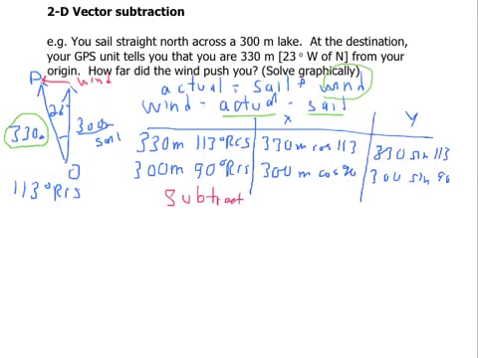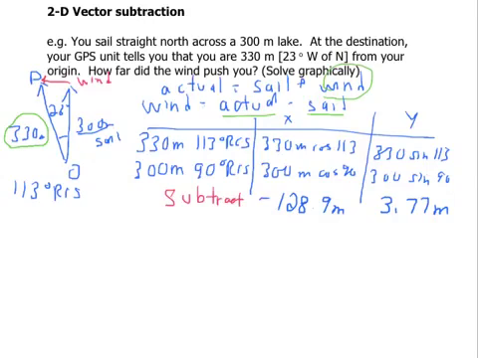When we do our subtraction, 330 cos 113 minus 300 cos of 90, the answer that we get is negative 128.9 meters. And 330 sine of 113 minus 300 sine of 90, the answer there is a small number, 3.77 meters. So these two numbers, negative 129 meters in the x direction and positive 3.8 meters in the y direction, are the components of the wind vector.